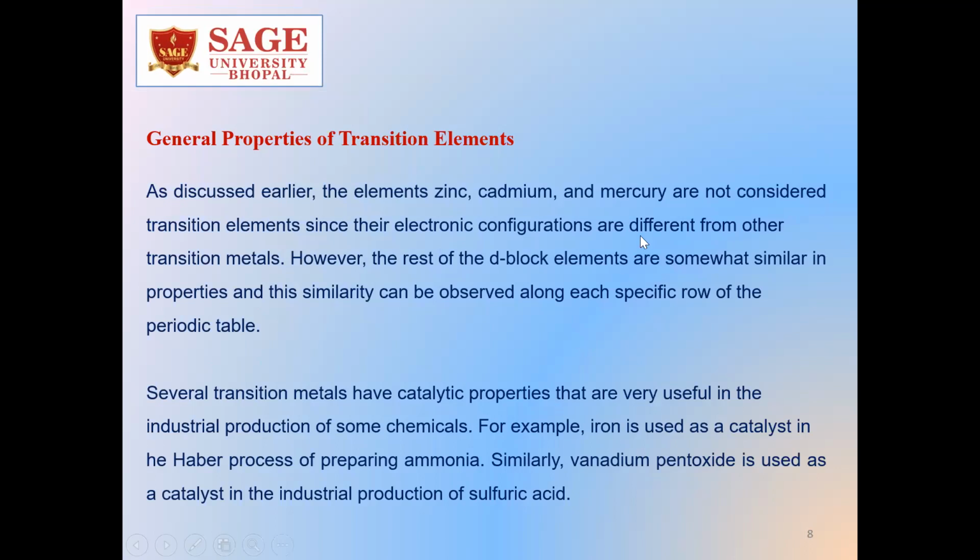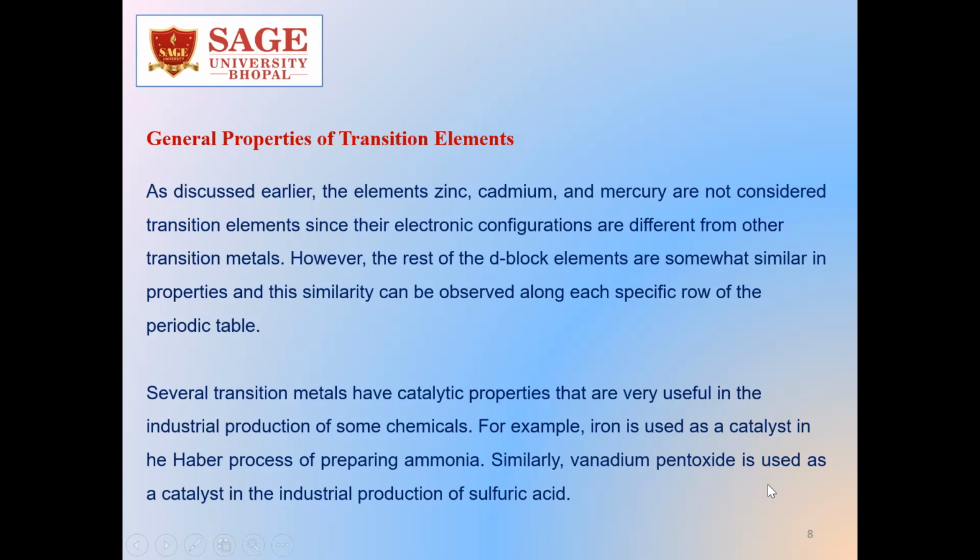If we discuss the general properties of transition elements, zinc, cadmium, mercury are not considered transition elements since their electronic configurations are different from other transition metals. However, the rest of the D block elements are somewhat similar in properties, and the similarity can be observed along each specific row of the periodic table. Several transition metals have catalytic properties that are very useful in the industrial production of some chemicals.